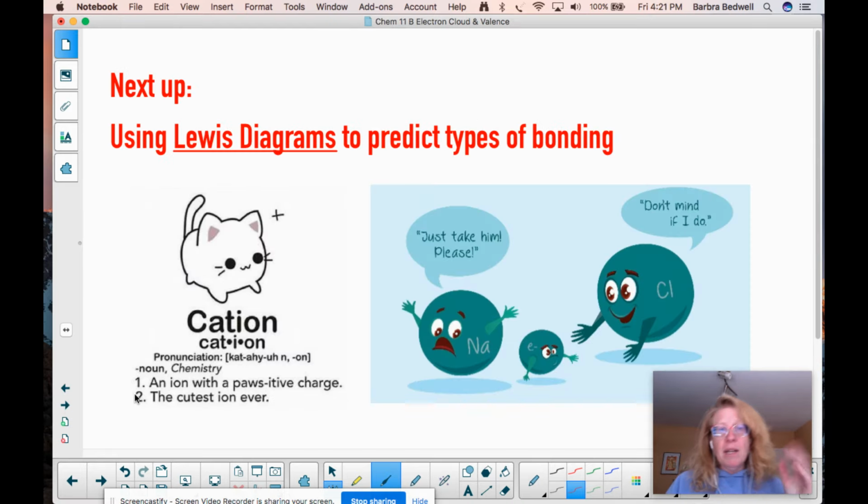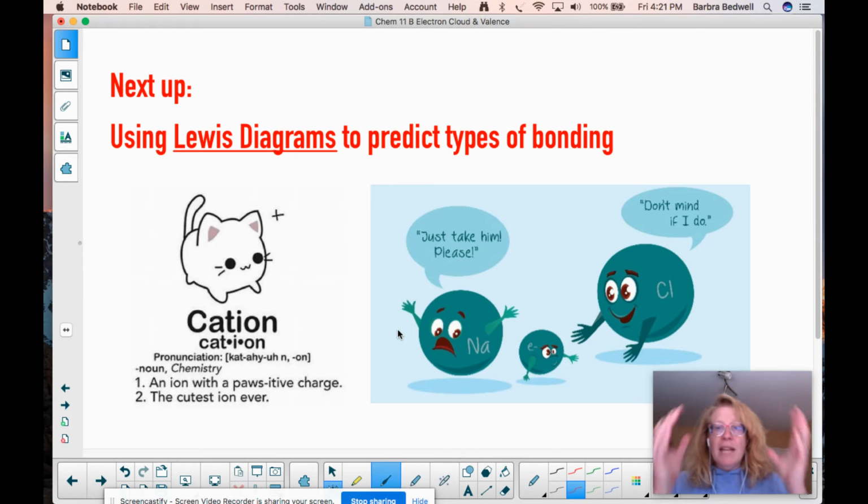When we come back in our next little bit, we're going to start using this in our next section and unit to start predicting types of bonding. This is ionic bonding and covalent bonding. Then as we get into next week, we're going to actually start building molecules and figuring out how to put these things together to create different types of compounds. So there you go.